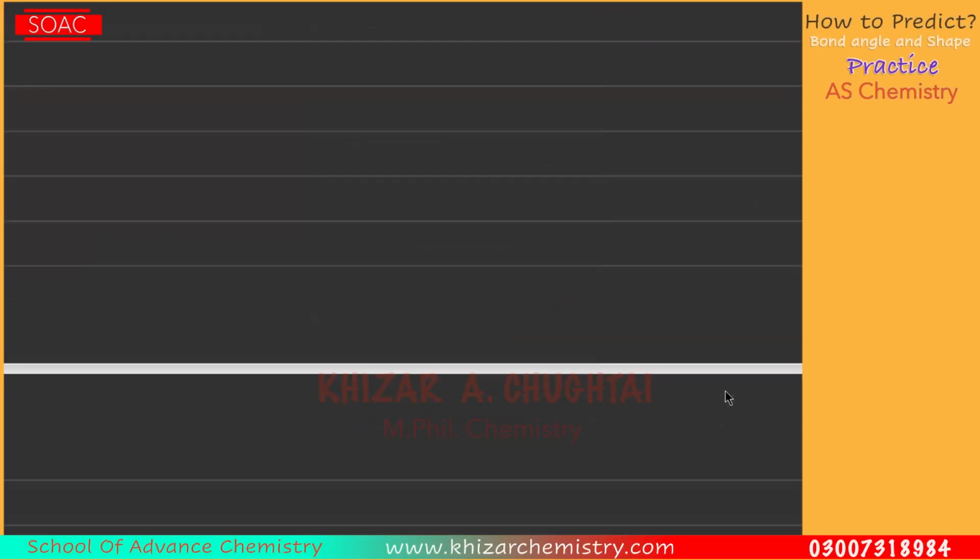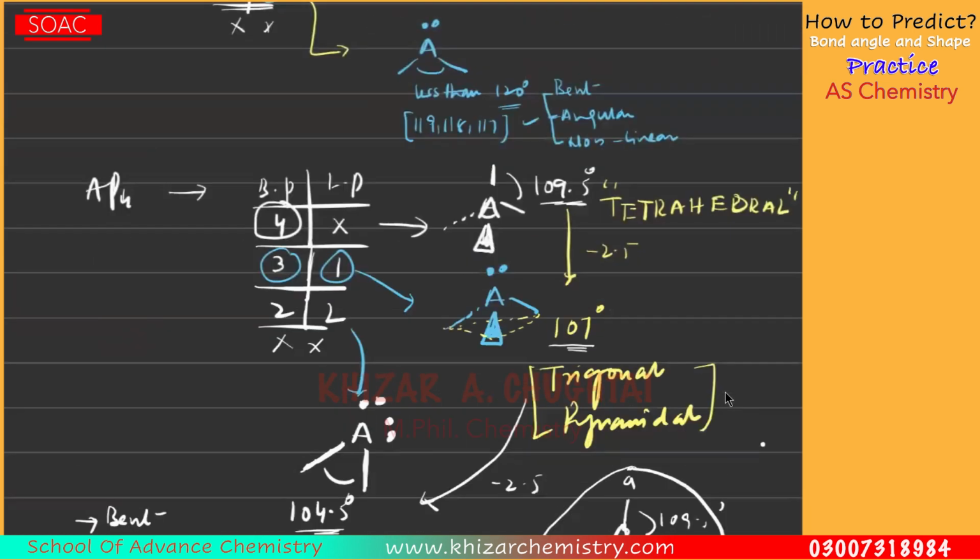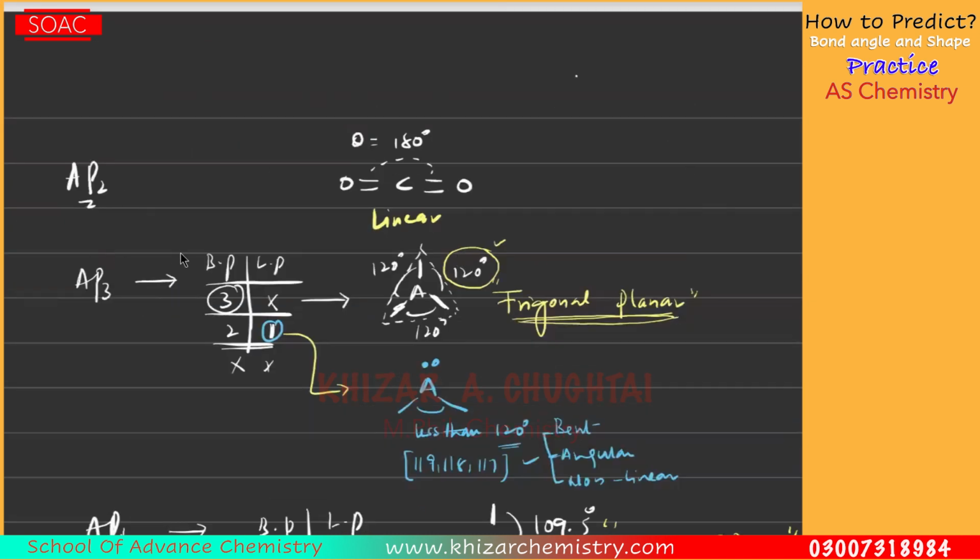Going to write a few basic covalent molecules, and then we will try to develop their shape, their bond angle, and so on. Okay, first of all, you will have to check the type of molecule.